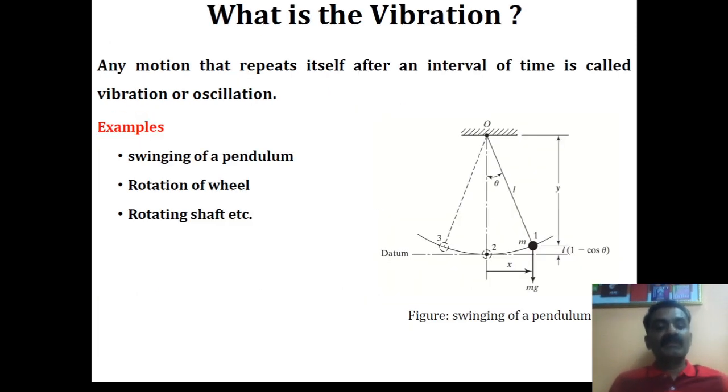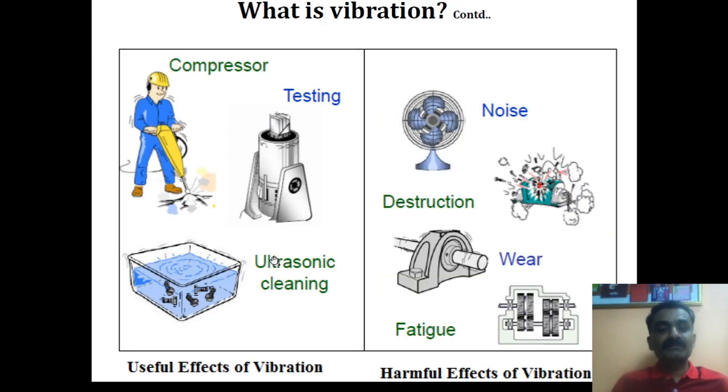So what is vibration? Any motion that repeats itself after an equal interval of time is called vibration, or we also call it oscillation. If you look at this simple pendulum, if we hold it, take it to the other side and release, it will start oscillating like this. So this simple motion which repeats itself after an interval of time is called vibration. Other examples are the rotation of a wheel, a rotating shaft, etc.